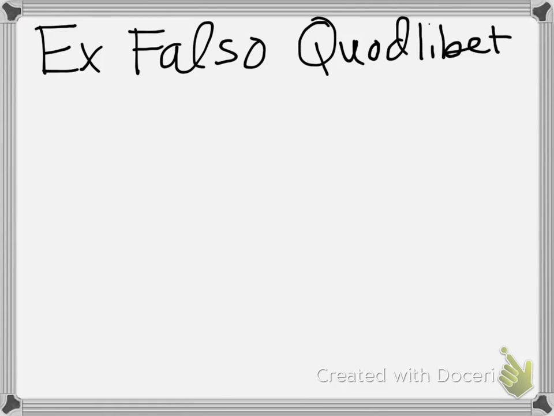This lecture will explain the rule of ex falso quodlibet. That's how it's pronounced. It's quad, not quod, like it looks. But we're just going to call it EFQ, because that's a lot easier.